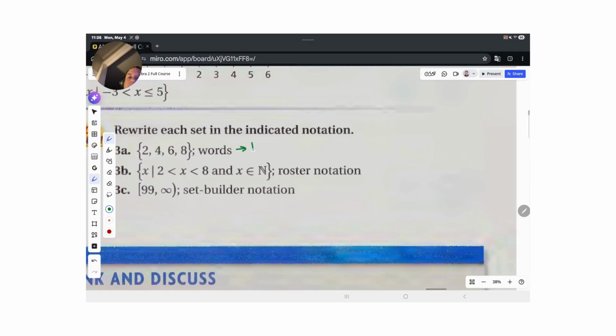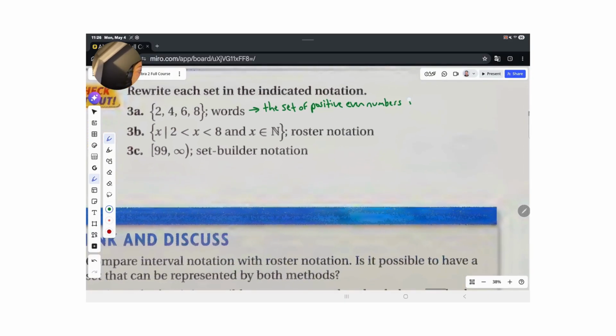Let's write that out. The set of positive even numbers from 2 to 8.